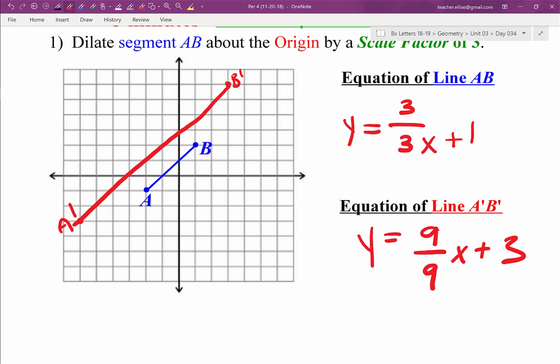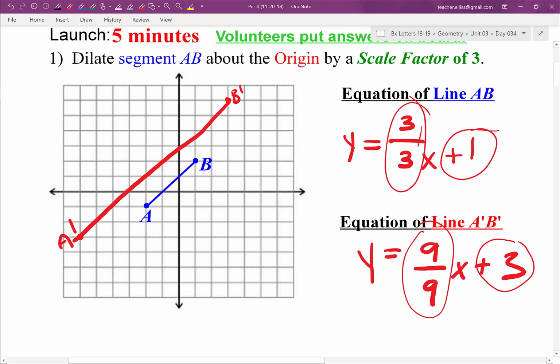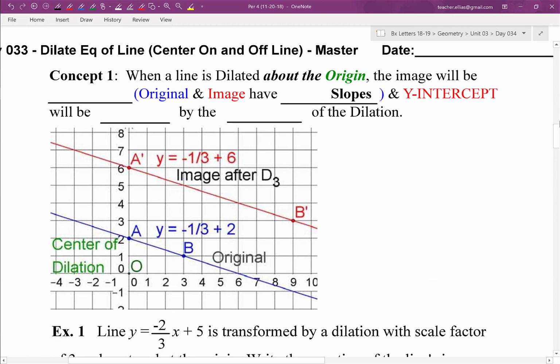All right, everybody good on this dilation? Okay. The slopes. What do you notice about the slopes? They're the same. 3 divided by 3 is 1, and 9 divided by 9 is 1. What happened to the y-intercept? Why 3? Because that's the scale. This is something you investigated yesterday and figured out. That is half of our lesson. We're just going to take notes on the other side. Go to the back now.